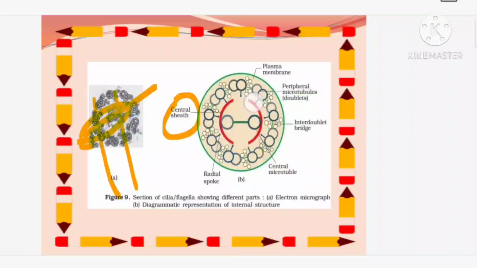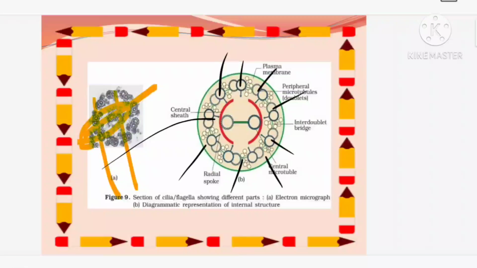Now moving on to the next part, what we are going to discuss is the periphery. Which one is the periphery? This is the periphery, isn't it? On the periphery, you can see 9 doublets, 9 peripheral tubules. So 9 microtubules are there, each made up of 2 fibers. 1, 2, 3, 4, 5, 6, 7, 8, 9. That's why we call this sort of arrangement a 9 plus 2 array.